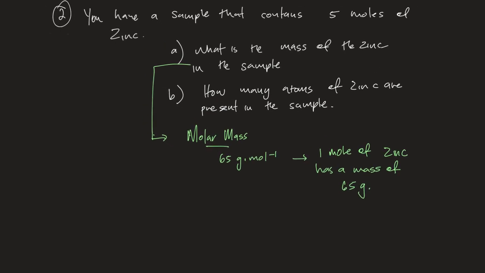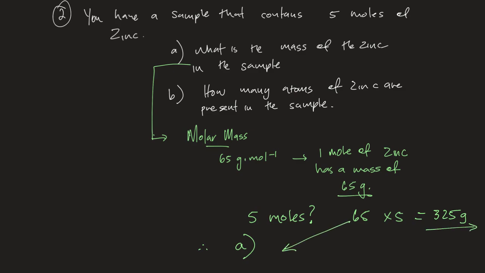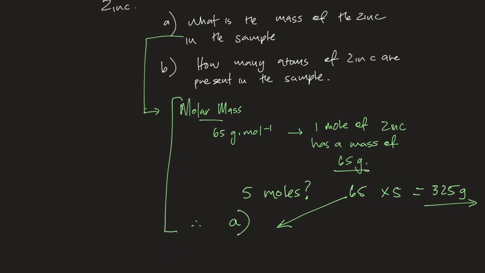Now in this sample, they gave you 5 moles. So if 1 mole is 65, then 5 moles. So all we'll say there is 65 times 5, which is 325 grams. So therefore, the answer for question A, you would have put this calculation there, and your answer would have been 325 grams. So you'll need to do something like that. That is the answer for question A. You'd have to show us exactly what's going on in your thought process.